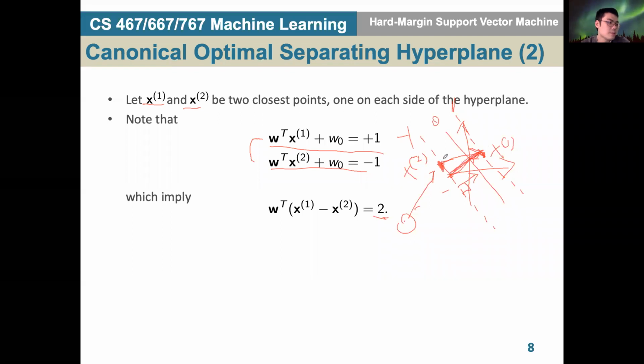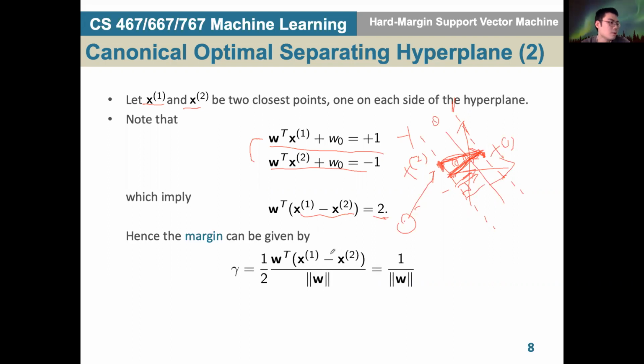So this is basically this vector length, and we project it along this direction, which is this W direction. This is the unit vector. So this is like this guy times cosine theta, right? So we get this distance. But what is this? This is twice the margin.